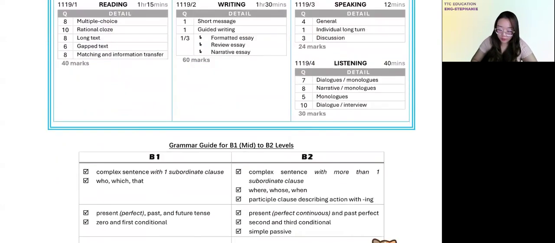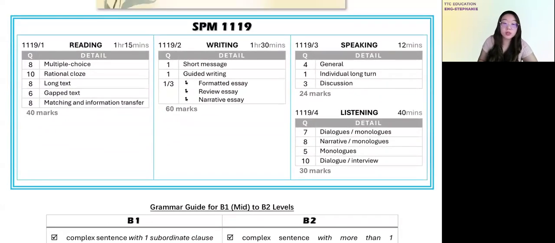Then we move on to the overview. In total, there will be 4 papers for you to attend to. But in normal class and in today's class, we will only focus on reading and writing. For your reading part, there are 5 sections, and for each section you will need to take note of something. Later I will bring you through the Paper 1 techniques, which will help you get the full 40 marks.